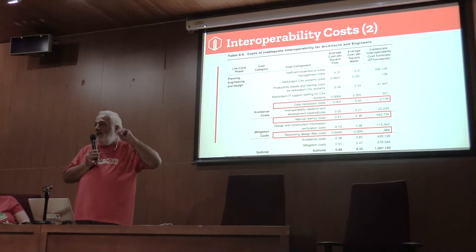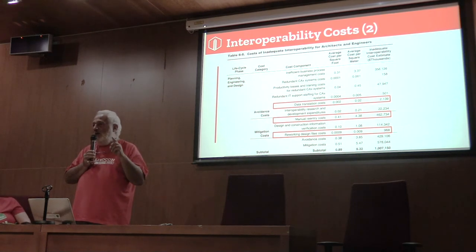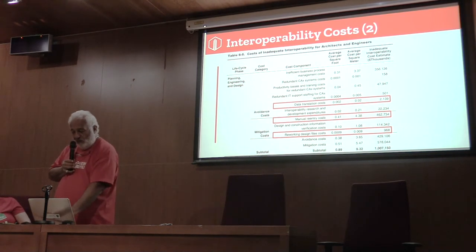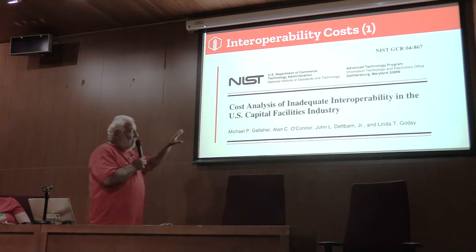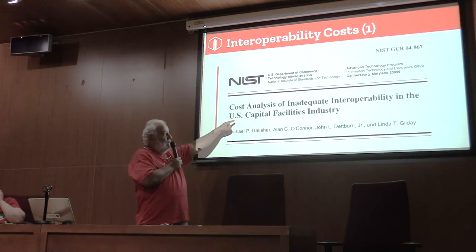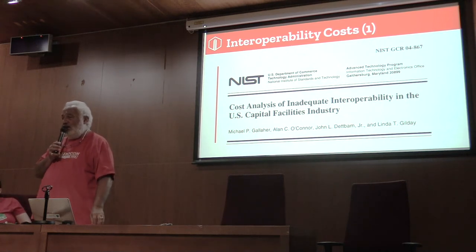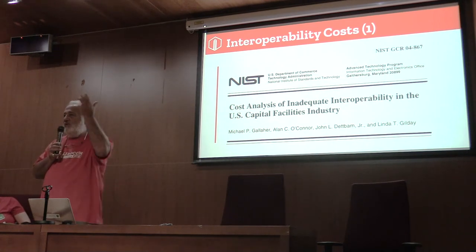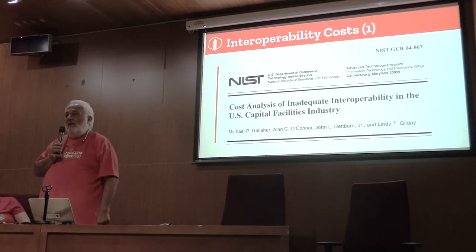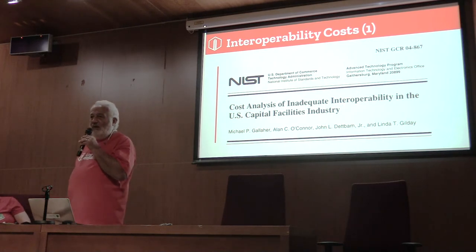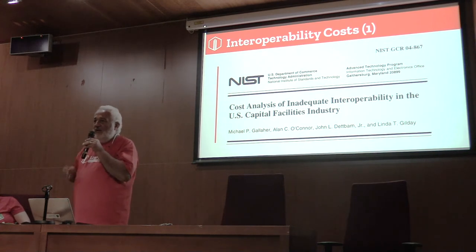Anyway, the National Institute of Standards and Technologies in the States was called by the U.S. Capital Facilities Industry, which you may not be familiar with. When in the United States a building company wants to build a skyscraper, let's say a 170-story building, 300 meters high, they don't have pocket money to pay for it, of course. You need millions of dollars.